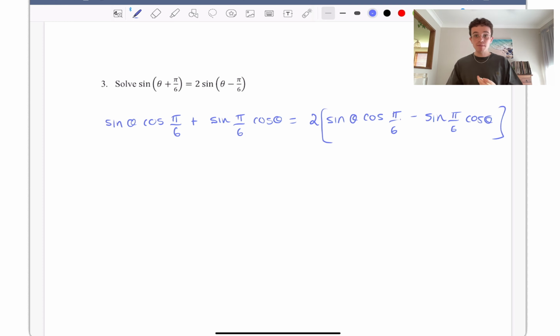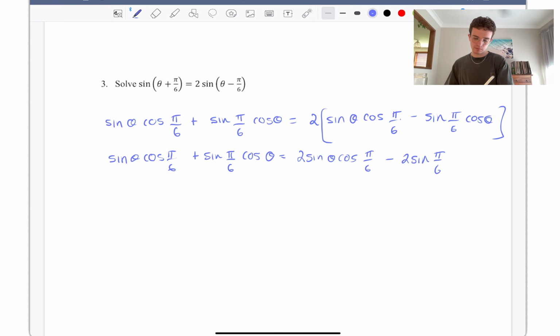Okay. Now, we might want to find out what cos of pi on 6 and sine of pi on 6 is, and etc., and do some expanding. I'm going to not do that in this example because I think it's just going to make our work a lot harder. So let's not find out what they are, and let's just expand this for the moment. So we've got sine of theta cos of pi on 6 plus sine of pi on 6 cos of theta, and that's equal to 2 sine of theta cos of pi on 6 minus 2 sine of pi on 6 cos of theta.